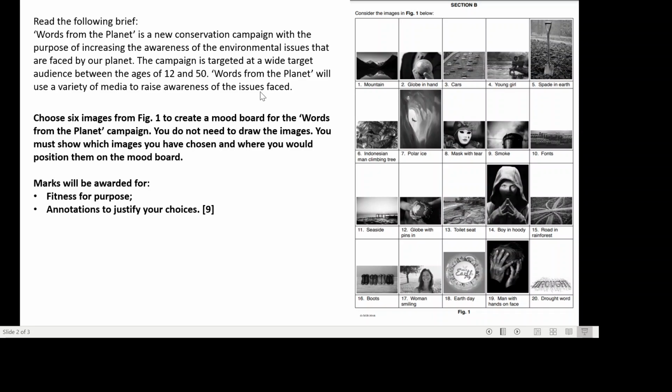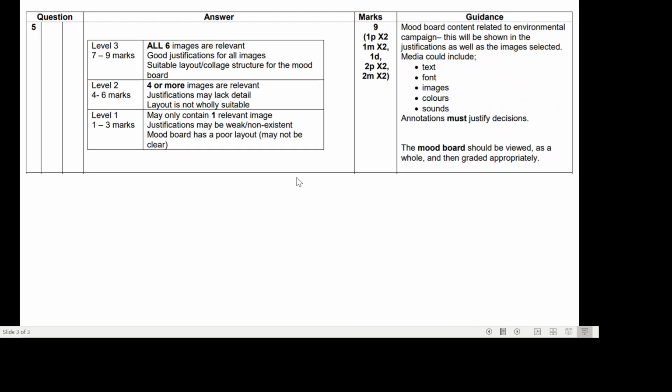Okay, so remember the brief was: Words from the Planet is a new conservation campaign with the purpose of increasing the awareness of environmental issues that are faced by our planet. The campaign is targeted at a wide target audience between the ages of 12 and 50. Words from the Planet will use a variety of media to raise awareness of the issues faced.